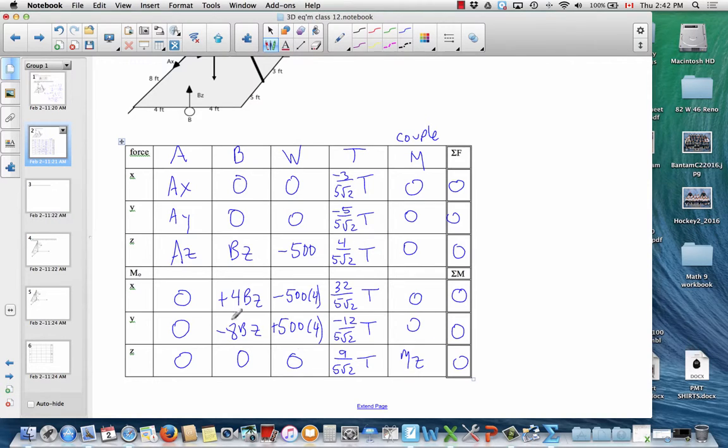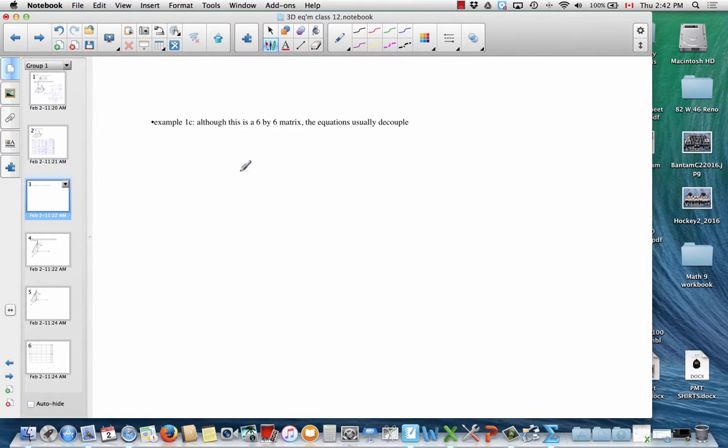Now, as we look at this, we see, holy smokes, what have we got there? 1, 2, 3, 4, 5, 6 unknowns. That could be like a 6x6 matrix. Fortunately, the equations decouple. If you look at these two equations here, you'll see it's two equations and two unknowns. There's just Bz and tension in these equations. And so we should be able to solve that. So if we just recopy out those decoupled equations for Bz plus 32 over 5 root 2 tension, you can solve these using technology.